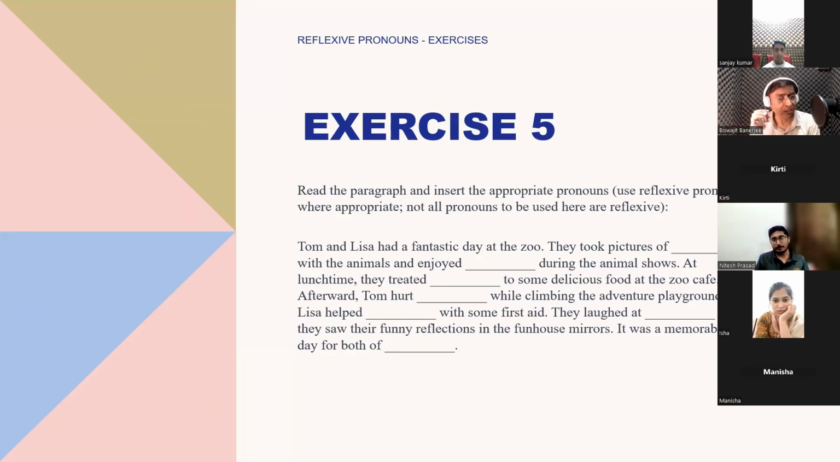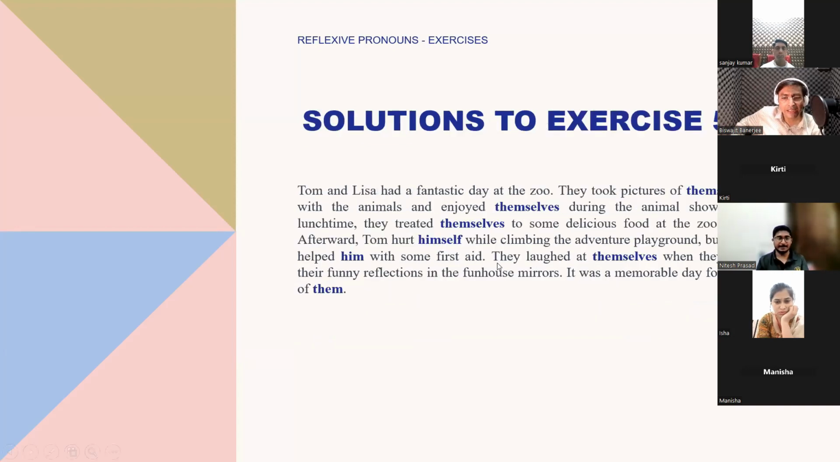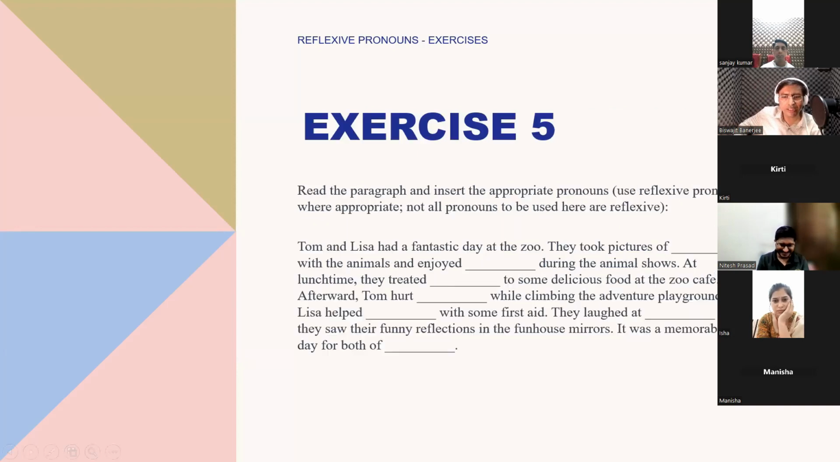What is the paragraph? Tom and Lisa had a fantastic day at the zoo. They took pictures of dash with the animals and enjoyed dash. Here also, enjoyed, the word that will come over here will also be following they. So accordingly, fill this blank with the appropriate reflexive pronoun.